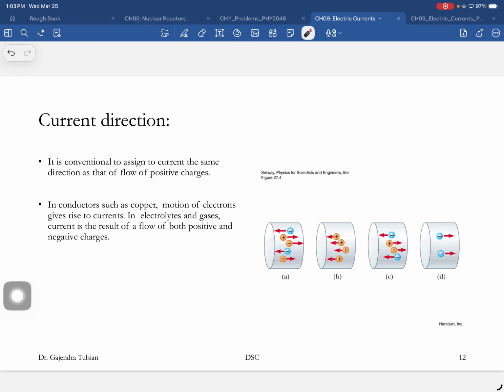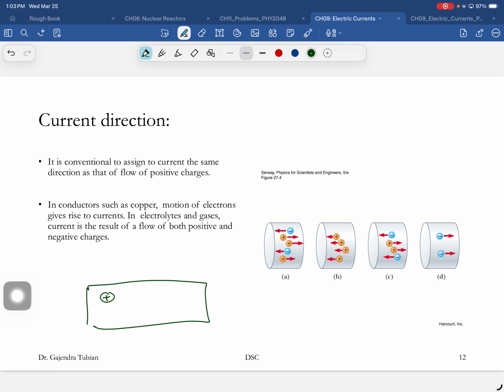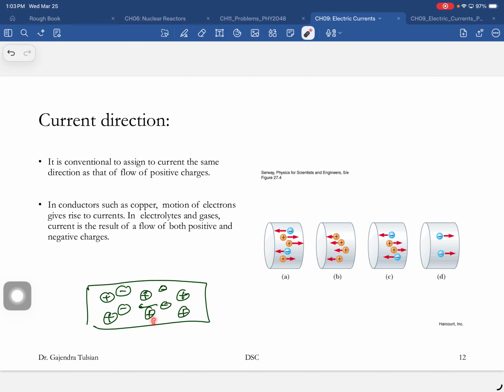So, if you take a straight copper wire, in a copper wire, here are the positive ions that are fixed, and it's the negative charges, the electrons, that carry the current. So in metals, it's the negative charges, the electrons, that carry currents.